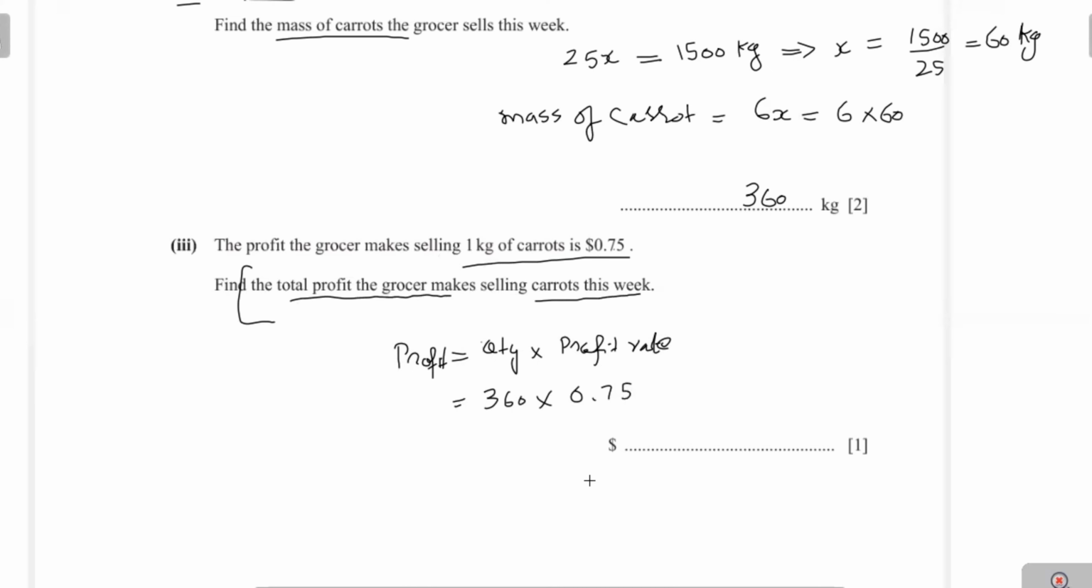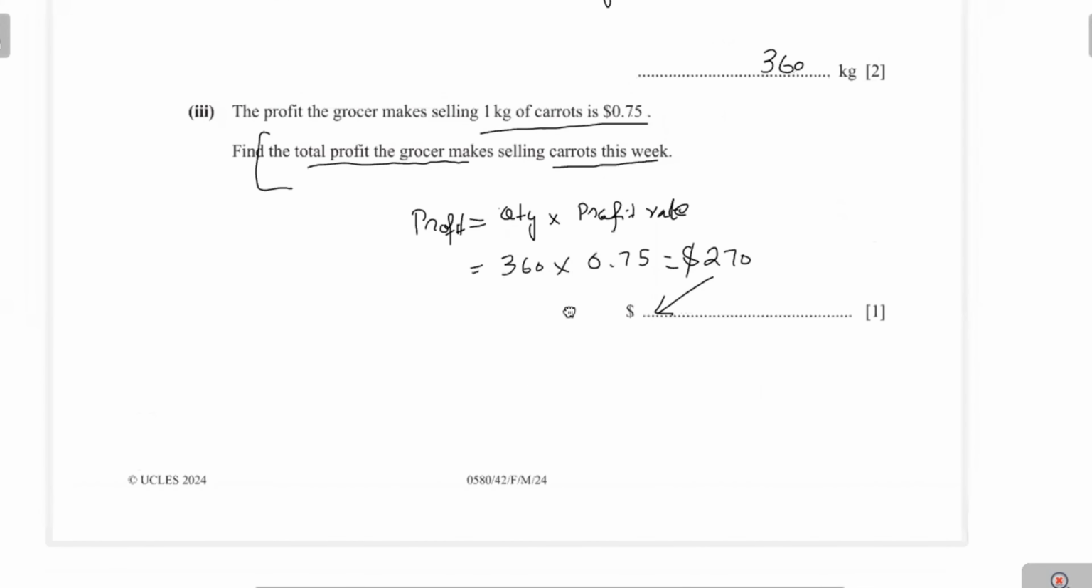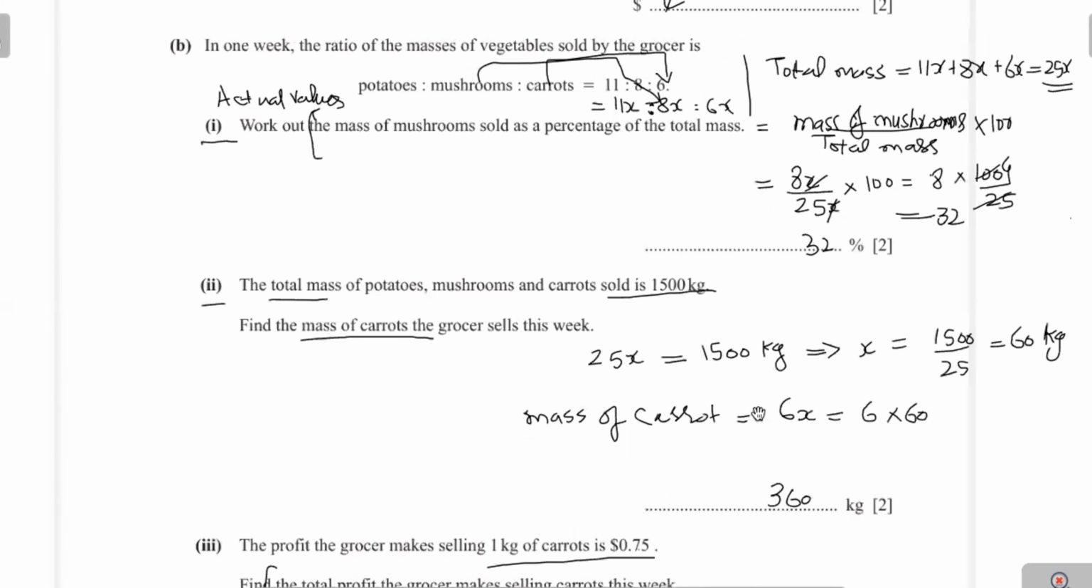360 multiplied by 0.75, and this will be equal to $270, and this is the answer. Now the next part of this question.